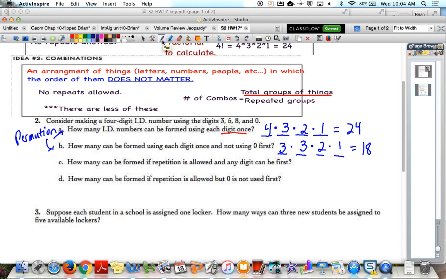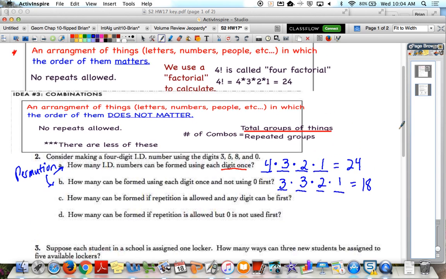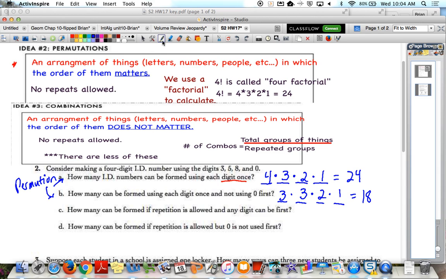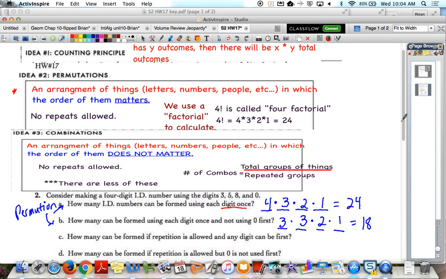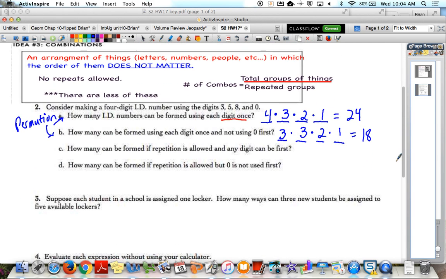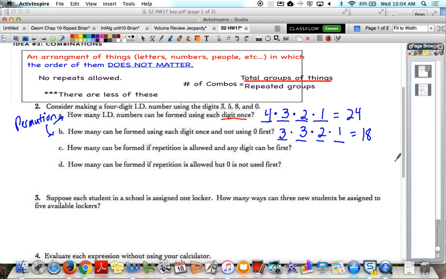let's see, how many can be formed if repetition is allowed and any digit can be first. So if repetition is allowed, that means that it's really no longer a permutation and a combination. So I'm pretty much using straight up the counting principle here and just thinking through how many outcomes are possible. So if repetition is allowed, again, I've got 4 slots here, so maybe I'll do the same process as the previous problems.